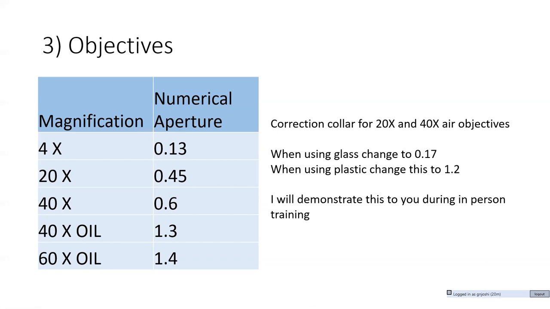When you are using a cover slip, you have to make sure that the correction collar is set to 0.17. And when you are using any kind of a plastic dish, you have to make sure that the correction collar on the 20x and the 40x objectives are set to 1.2. And what these numbers mean is that they reflect the thickness of either the glass cover slip in case of 0.17, and the thickness of the plastic, which is 1.2 millimeter when you are using any kind of a plastic dish, okay? So this is very important. If you don't change this, then you don't get the best quality image that you are supposed to get.